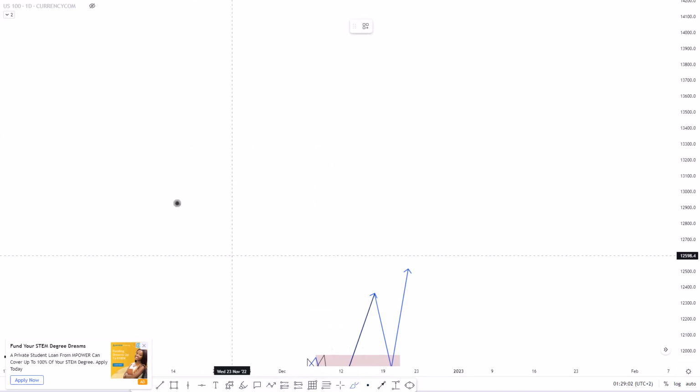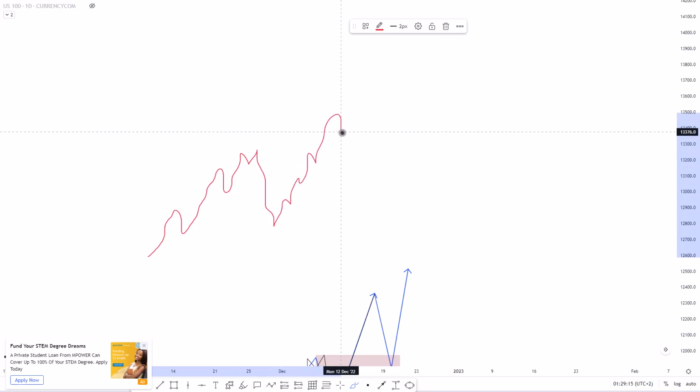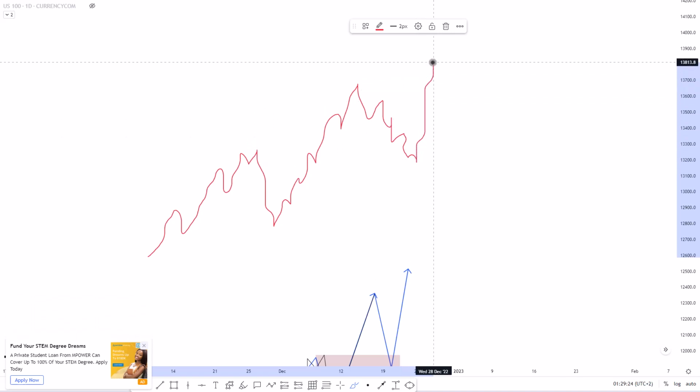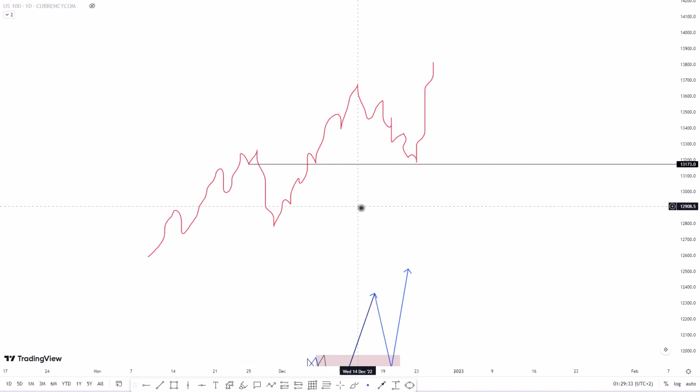So just do something like this. Price is pushing higher. This is a lower time frame. Market is moving higher. So as long as you have a pullback, it's going to be a shallow pullback like this. Make sure you have marked this level here, where the market broke the structure before going down.